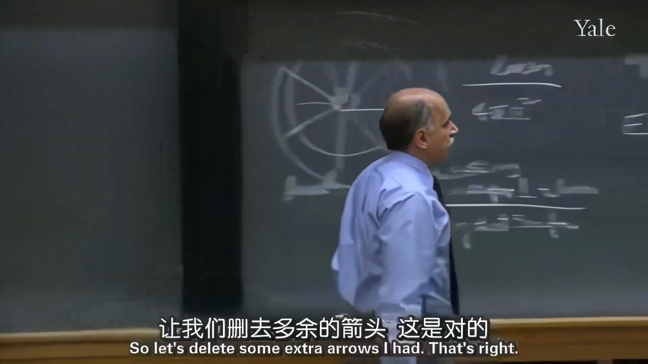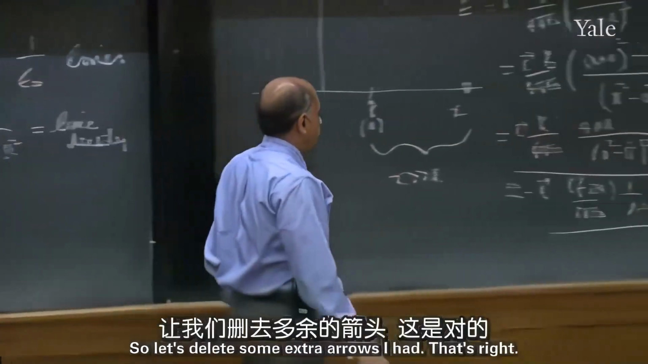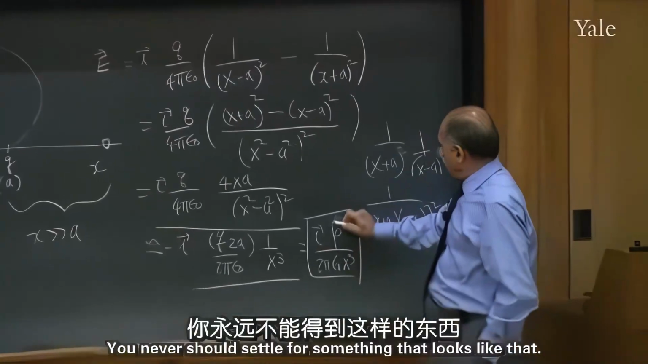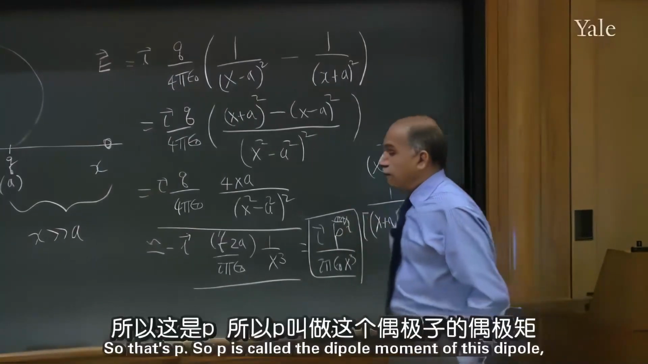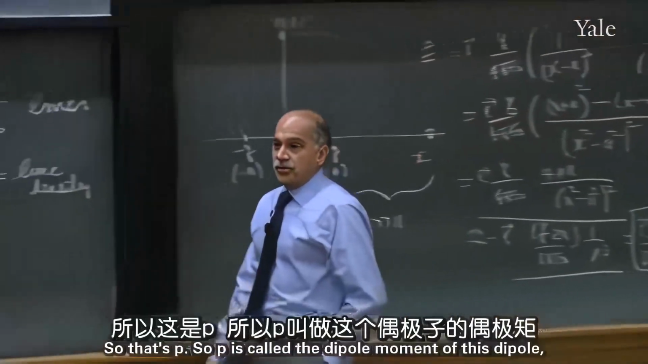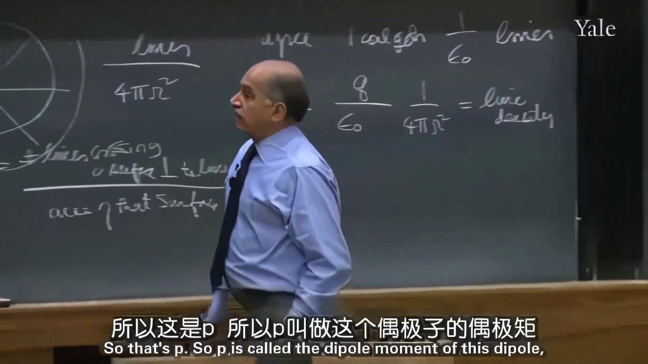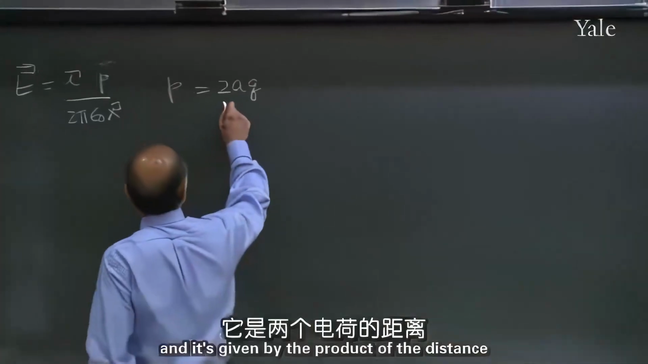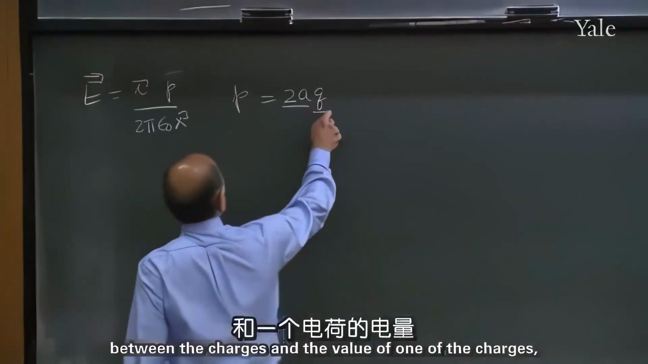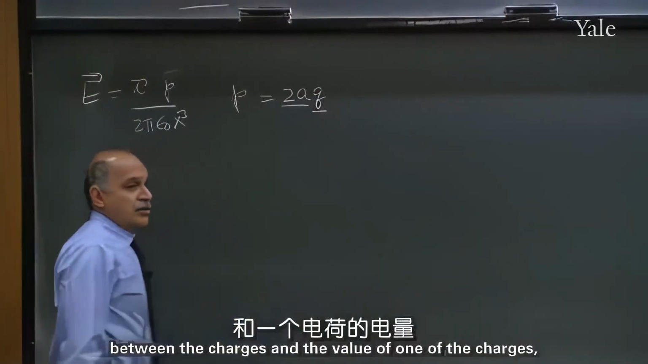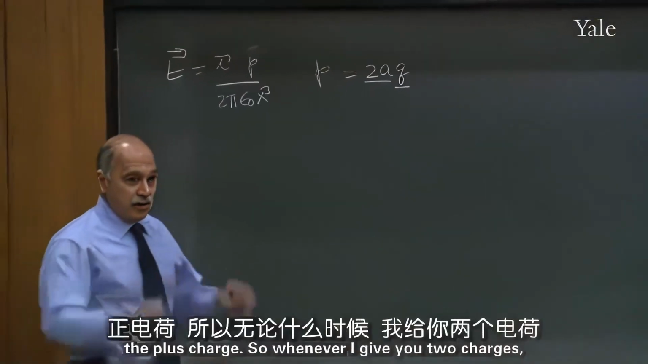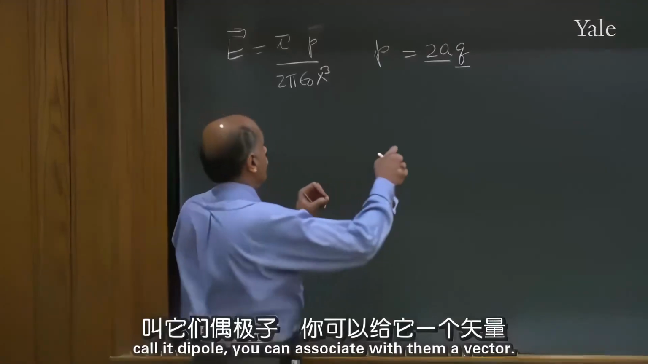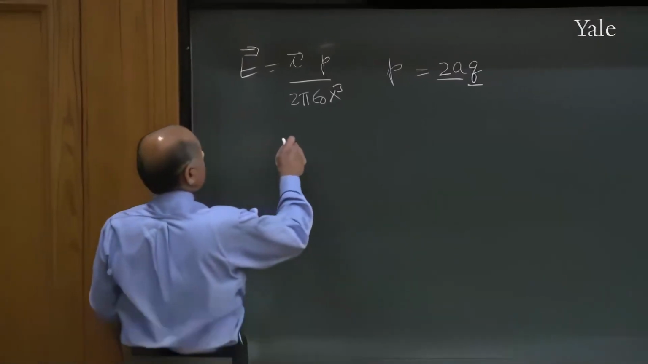Let's delete some extra arrows I had. You should never settle for something that looks like that. So that's P. P is called the dipole moment of this dipole, and it's given by the product of the distance between the charges and the value of one of the charges, the plus charge.